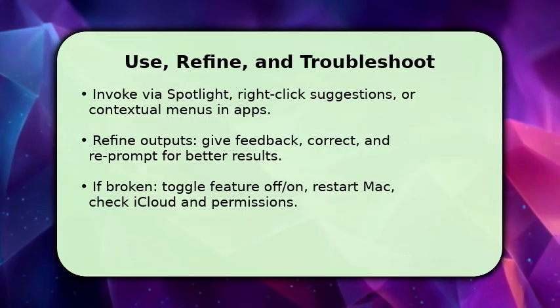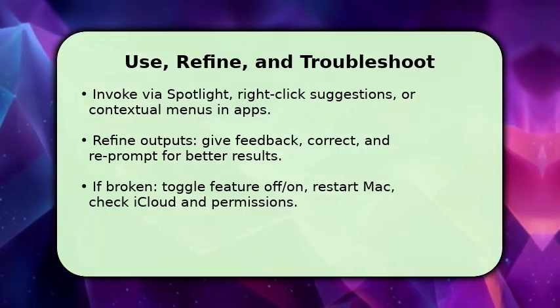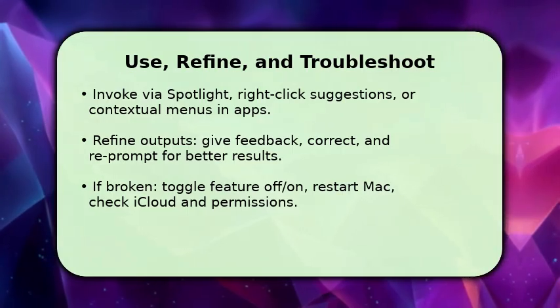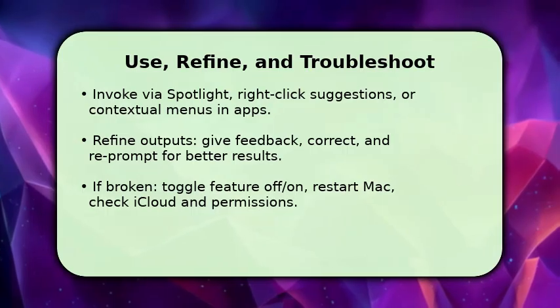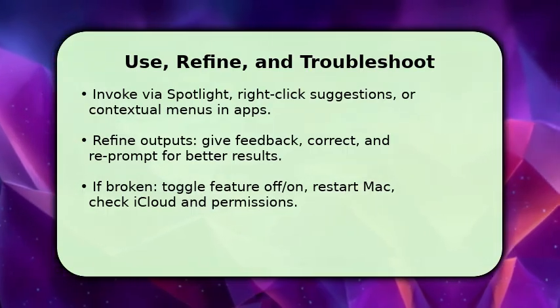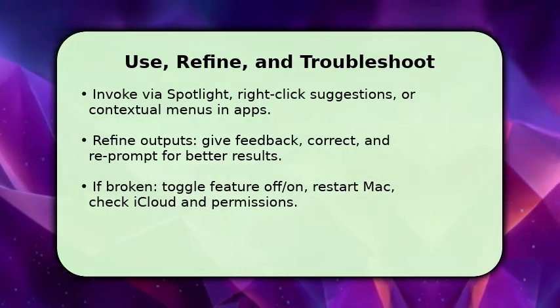Invoke it from Spotlight, contextual menus, or inline suggestions in Mail and Notes. Ask for summaries, drafts, or photo insights. When results miss the mark, tell it what to change, provide a targeted prompt, and it will adapt. This helps the model learn your intent.